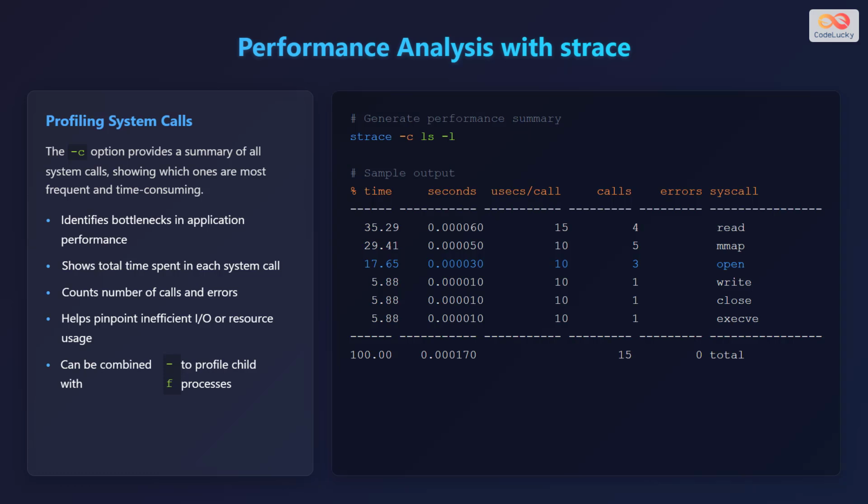For example, to generate a performance summary for the ls -l command, you would use strace -c ls -l. The sample output shows a table with columns for percentage of time, seconds, microseconds per call, number of calls, errors, and the system call name. This allows you to quickly identify which system calls are consuming the most resources. In the sample output, the open system call is highlighted, indicating that it's taking a significant amount of time.